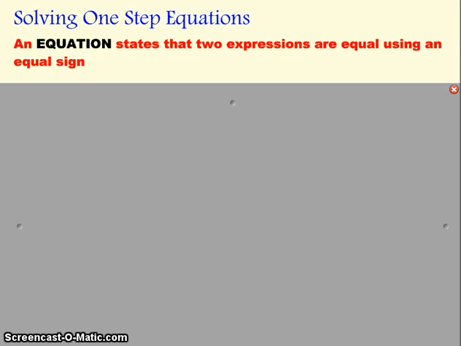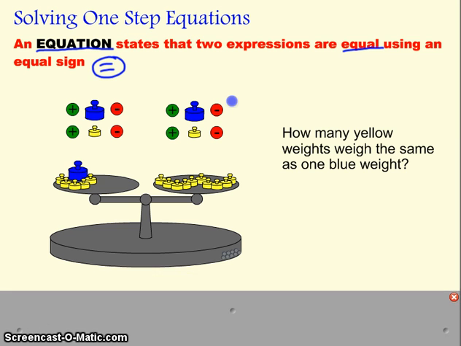This is a video about solving one-step equations. An equation is basically a number sentence that states that two expressions are equal using, big surprise, an equal sign. An equation is a lot like a balanced scale, like the one that you see here.